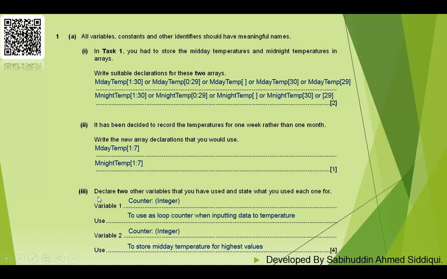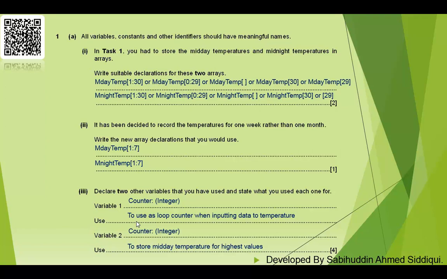Part 3, declare 2 other variables that you have used and state what you use each one for. For example, as you know, the count, we have put a counter to it, that means it is a name to count something. It must be integer to access the other values in the array location, or you can say to move forward through the values or locations in the array.